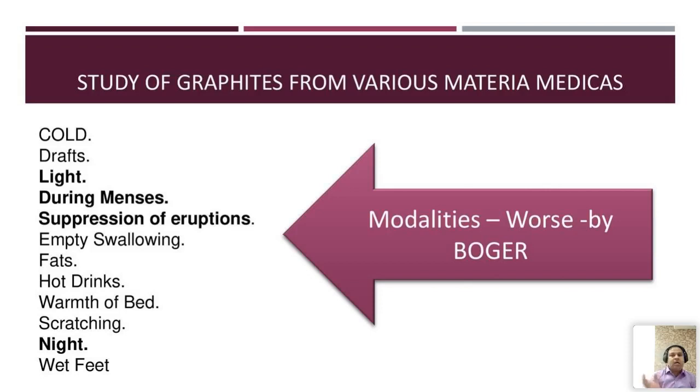Suppression of eruptions, just like many important remedies. Empty swallowing, fats. So this is one of the, with pulsatilla, as we know, it has ailments from fried food and pastry products, just like ailments from pastry products, just like antim crude and kali mur. So this is one of the numerous similarities between graphitis and pulsatilla, the ailments and aggravation from fats. Fats are intolerable, particularly pork. Pulsatilla cannot tolerate pork and other fats. Same is applicable to graphitis.